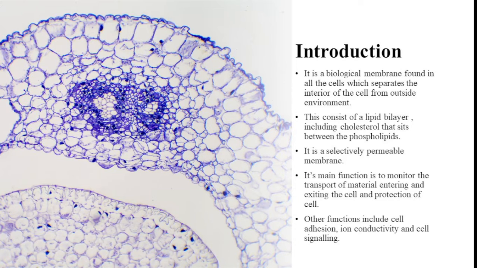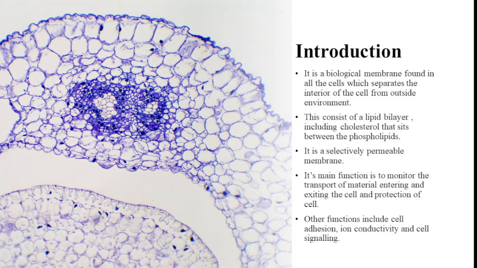After the invention of the electron microscope in the 1950s, when the cell was studied under the microscope, a layer was seen on the surface of the cell. That layer is the plasma membrane. RBC, or the red blood cell, was the first cell on which the plasma membrane was studied.